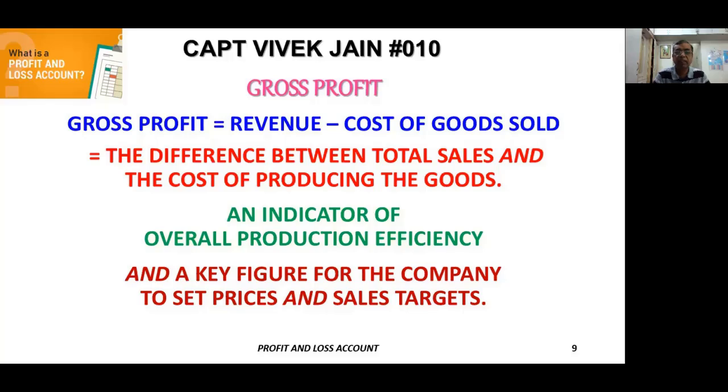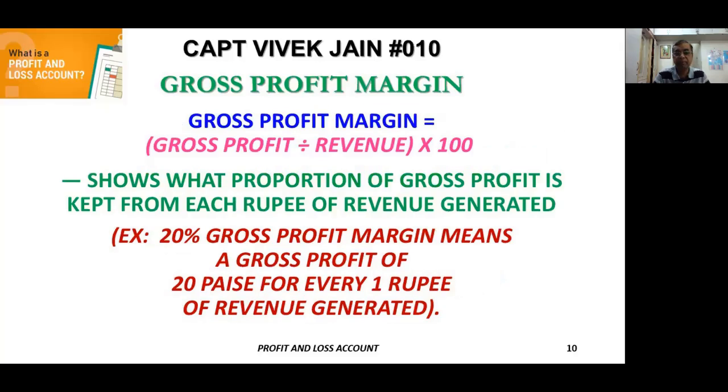Gross profit is revenue subtracted by cost of goods sold. That is the difference between the total sales of the company and the cost of producing the goods. It's an indicator of overall production efficiency. And it is also a key figure for the company to set prices and sales targets. They can increase the price to improve the gross profit. They can improve the volume of the sales or the target of the sales so that the gross profit improves.